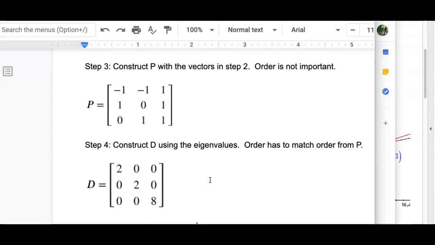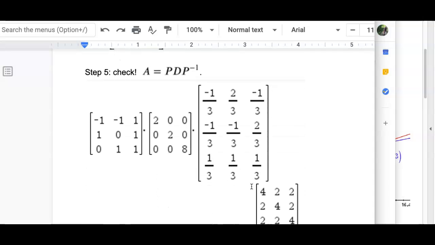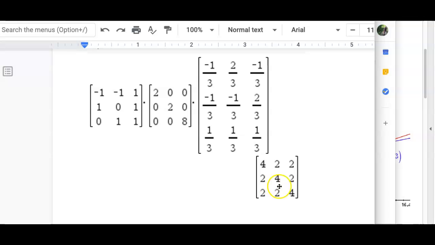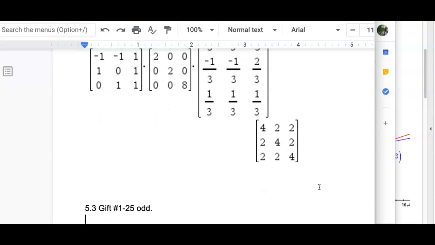Are we done? Well, we probably should check. How do you check? Well, let's make sure that P times D times P inverse does work out. So I did crank this out, and you should do some of this yourself to practice. But this is my P, this is my D, and then I found the inverse of P and multiplied it, and voila. I ended up with my A matrix. So I could take this now and raise it to the power, and that'd be equivalent to A being raised to a certain power. Okay? So those are the steps that we want to go through for this section in order to diagonalize a matrix.